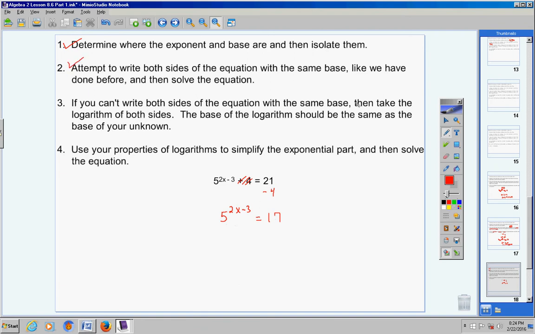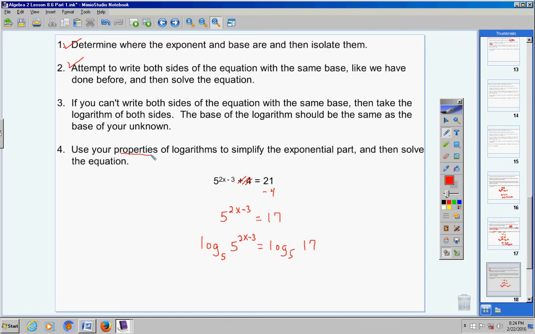Step 3, take the logarithm of both sides. So I'll put logarithm here, leave a little space. Put a logarithm here, got it? Now, what's my base going to be for my logarithm? Well, look up here. What is the base of your unknown? Here's your unknown, here's your exponent. What's the base? 5. So what base do you put here? 5. What base do you put here? 5. Now bring this entire left side down. Bring this entire right side down. And there we go. Now, you've taken the logarithm of both sides.